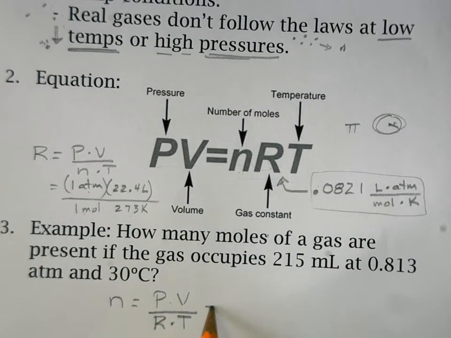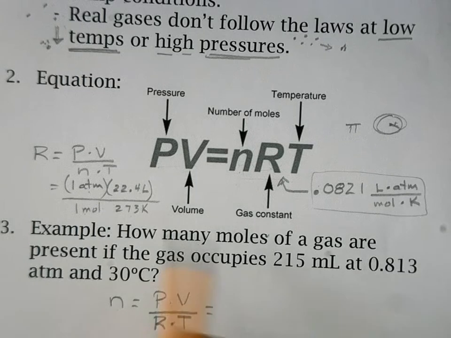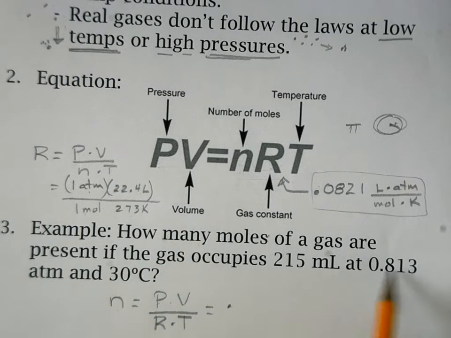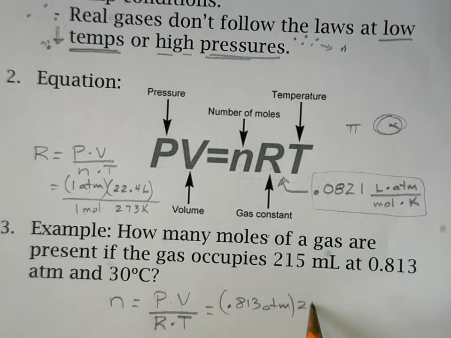Now, just substitute in, because we know what we're looking for. We know how to get it. So this is what we're trying to find. This is how we're going to solve it. So let's do it. Now let's just put in the given. We had 0.813 atmospheres, ATM. We're going to multiply that by the volume, 215 milliliters.